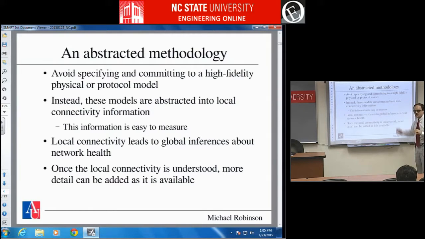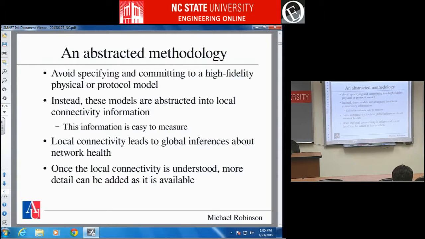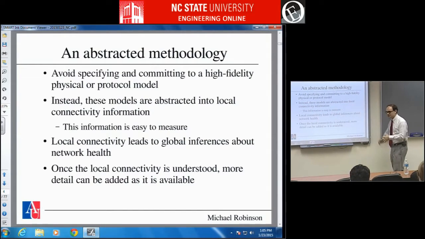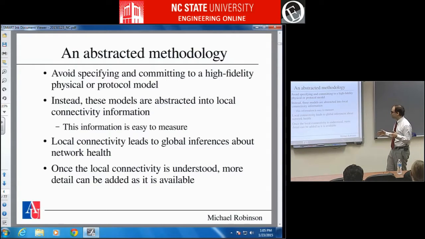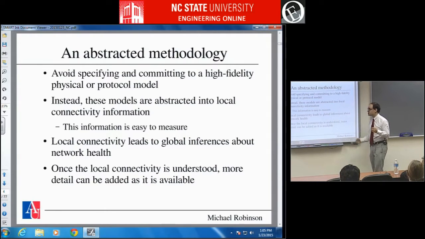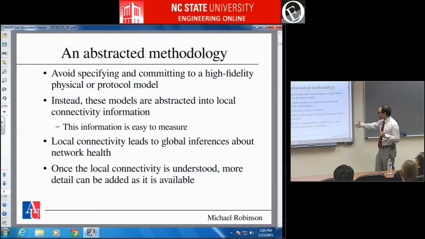This is a bit easier to measure than the specific bit error rates at various locations, and it's less subject to change. The point being that if you get local connectivity of the network, that might be easier to figure out, and that'll lead to some global inferences through the method of sheaf theory. And once you've got that local connectivity, you can start adding more detail.